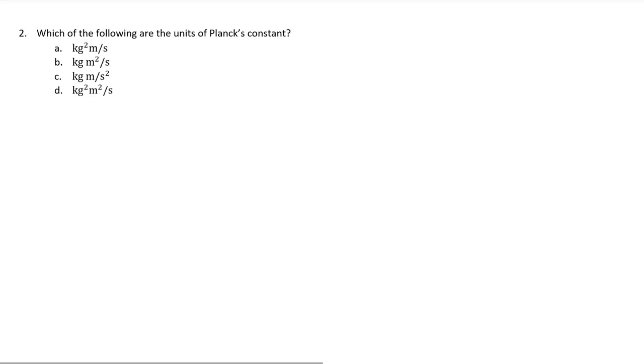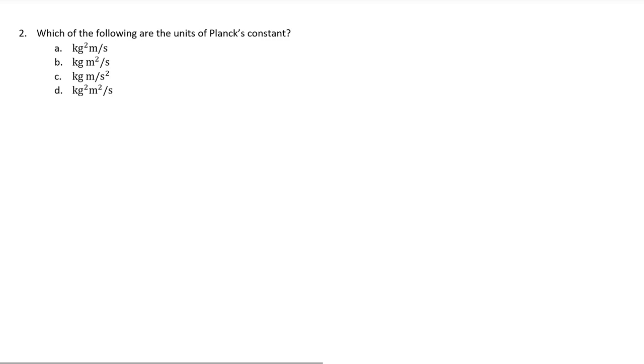As our final question in this series, let us double check that we understand something that is fundamentally important in physics but often overlooked, namely units. In particular, this question is asking us what the units are of Planck's constant h. Is it kilograms meter per second, kilogram meter squared per second, kilogram meter per second squared, or kilogram squared meter squared per second?